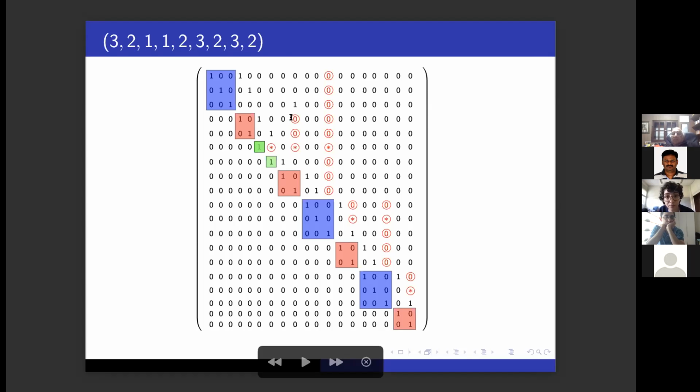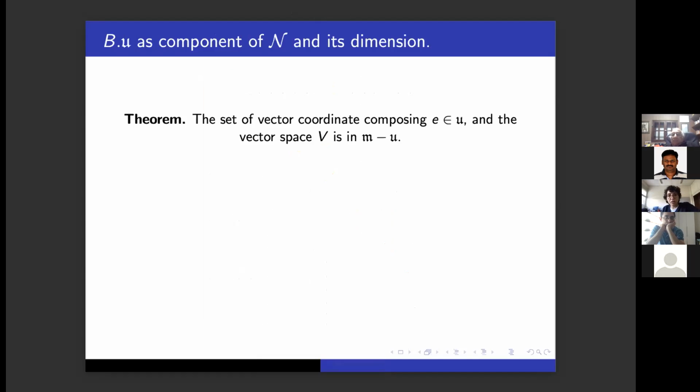Okay, so that is the general statement, but it needs a little bit of work to prove it, and you saw it in an example. So you probably believe me now if I state that the set of coordinates composing E is in U, and V is in the complement of U.